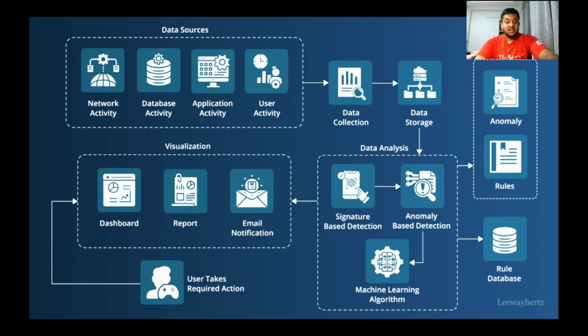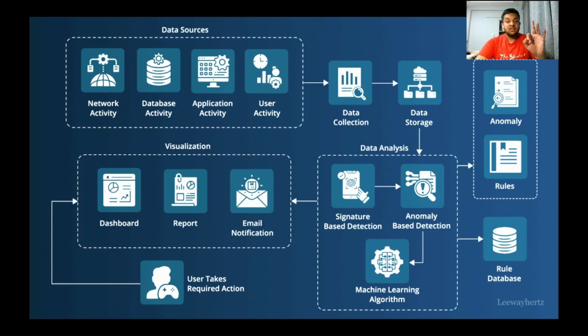Second is anomaly based detection. Basically, this part uses machine learning to detect abnormal behaviors that don't match normal usage. And we can flag unknown or zero-day attacks. It is basically trained over time using historical data patterns.